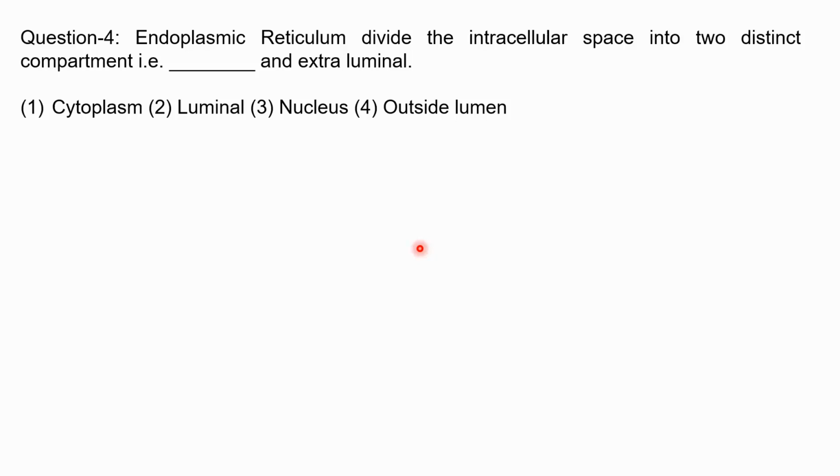The one which was within the endoplasmic reticulum is known as the luminal space, while the one which is present outside the endoplasmic reticulum is extraluminal space, that is, outside the lumen. So it divides the intracellular space into two distinct compartments, that is, luminal and extraluminal. So the correct answer is option number 2, luminal.